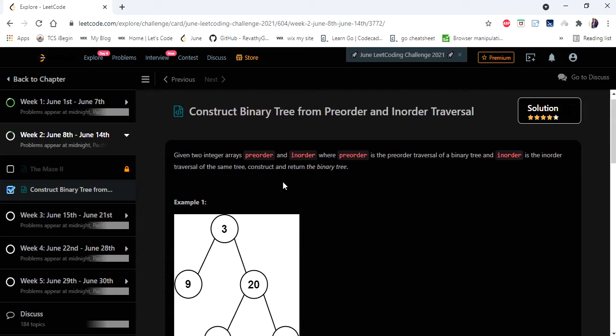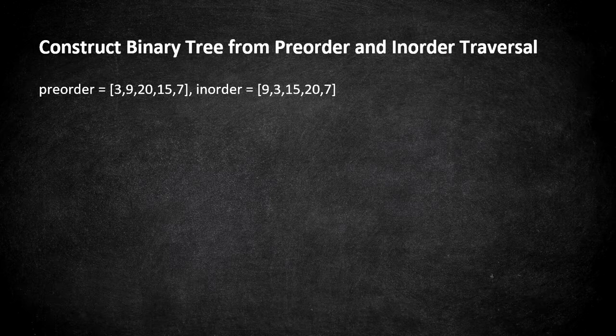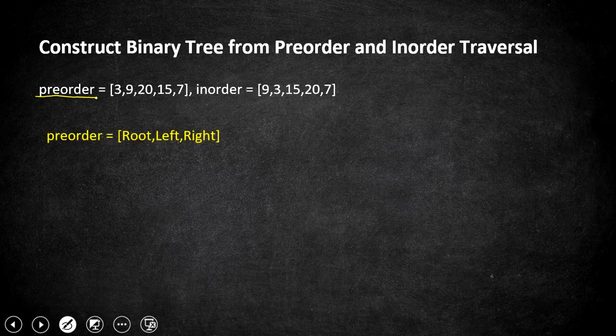So let's understand this problem. How are we going to approach this? Here is a given input. The first array is the preorder traversal, and we know preorder traversal of a binary tree is nothing but visiting the root node first, and then the left node, and then the right node.